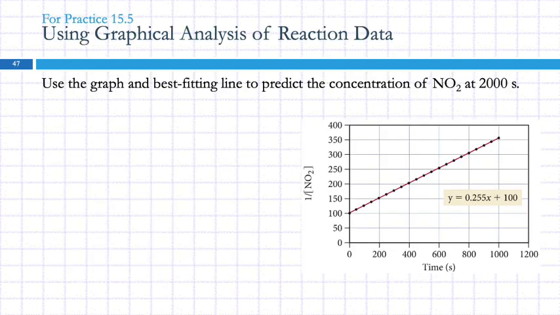So use the graph and best fitting line to predict the concentration at 2,000 seconds. Again, it doesn't go to 2,000 seconds. We can't read it off the graph, so we need to use the equation. We have the equation for the line here, and the computer's going to use y and x. We need to remind ourselves, what are we graphing again? 1 over a at time t is equal to kt plus 1 over a at time 0.